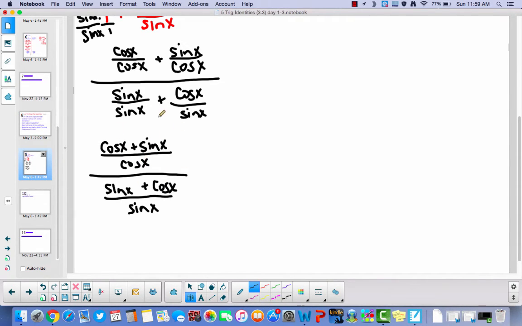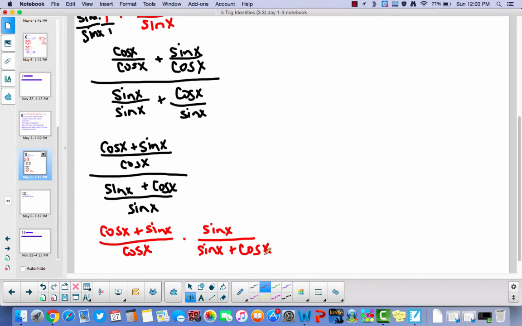So when I have a fraction divided by a fraction, that's the same thing as multiplying by the reciprocal. So we're going to take the reciprocal of the numerator, reciprocal of the denominator. So the cosine of x plus sine x over cosine of x times the reciprocal of this, which becomes sine x over sine of x plus cosine of x.